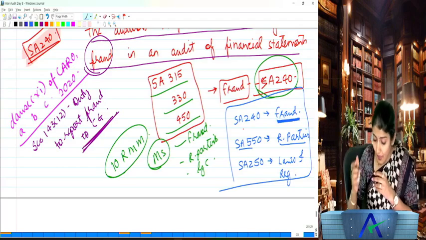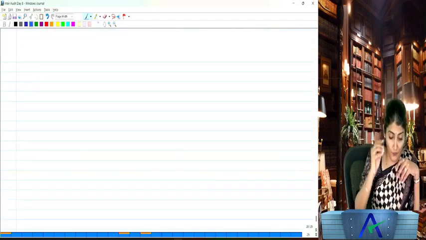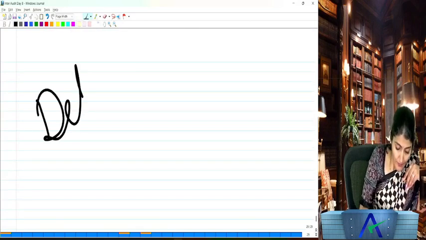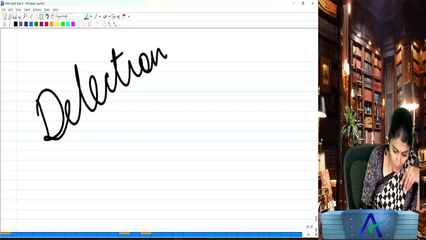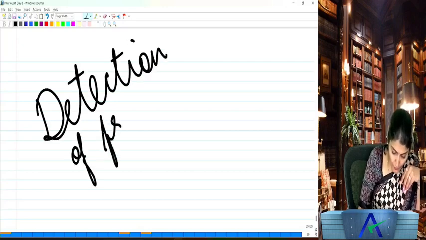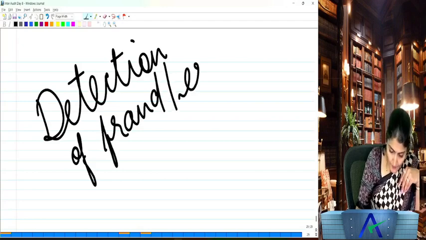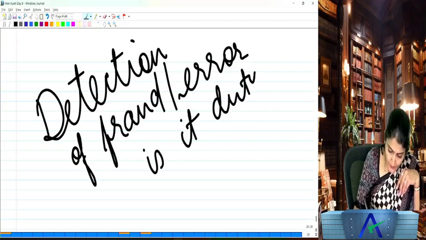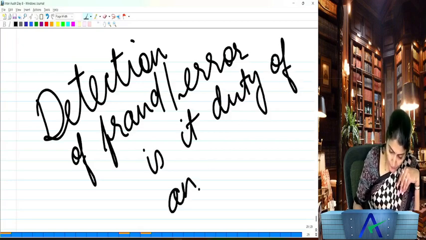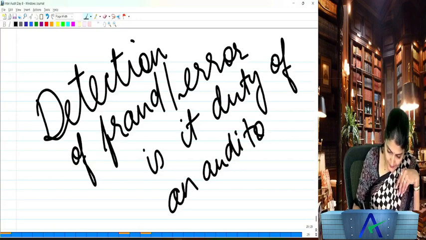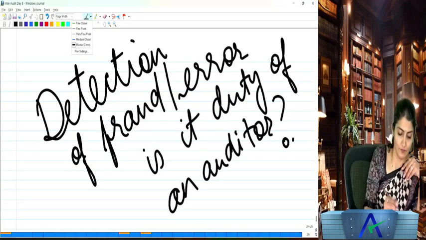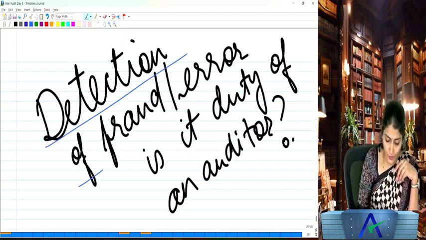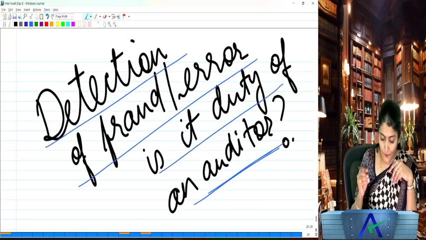Okay. Right. Now we come to the $1 million question over there. What is the $1 million question? Whether detection of fraud or error is the duty of an auditor? Detection of fraud and error, is it the duty of an auditor?